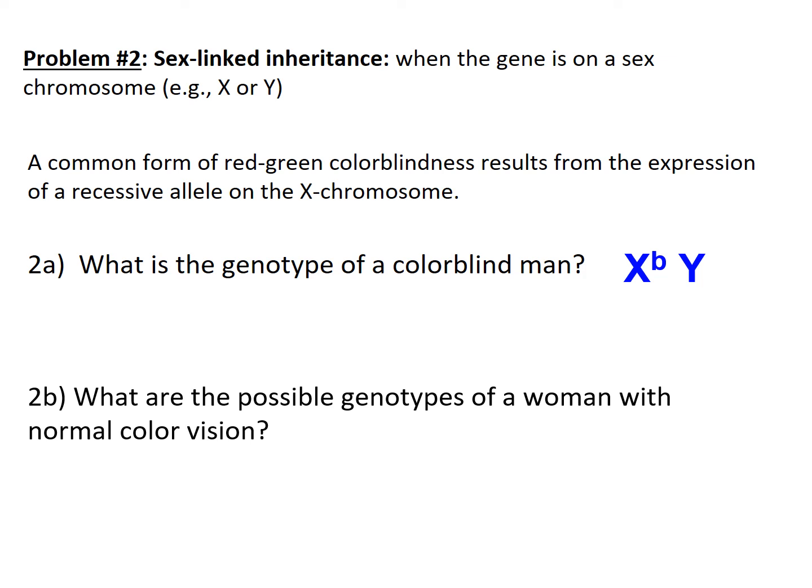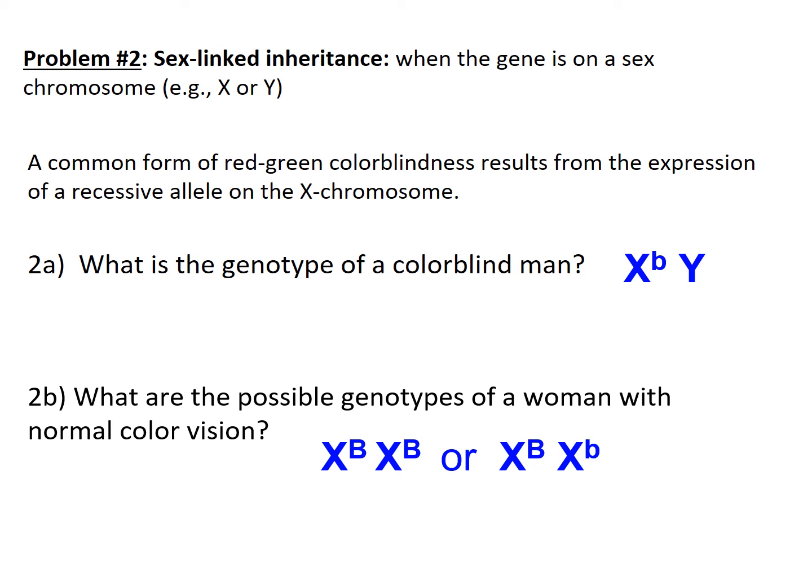Now, question 2b, what are the possible genotypes of a woman with normal color vision? If she's a genetic female, she has XX, but she could have only one dominant version of the normal color vision gene, or she could be homozygous dominant. So here are that genetic female's options. Notice we indicate that she has two X's, so we know we're talking about a mom, not a dad.